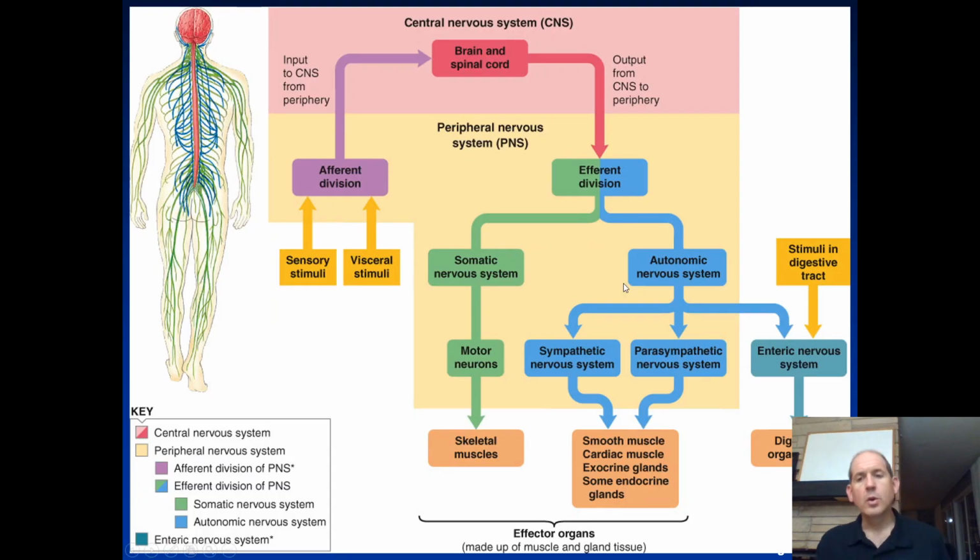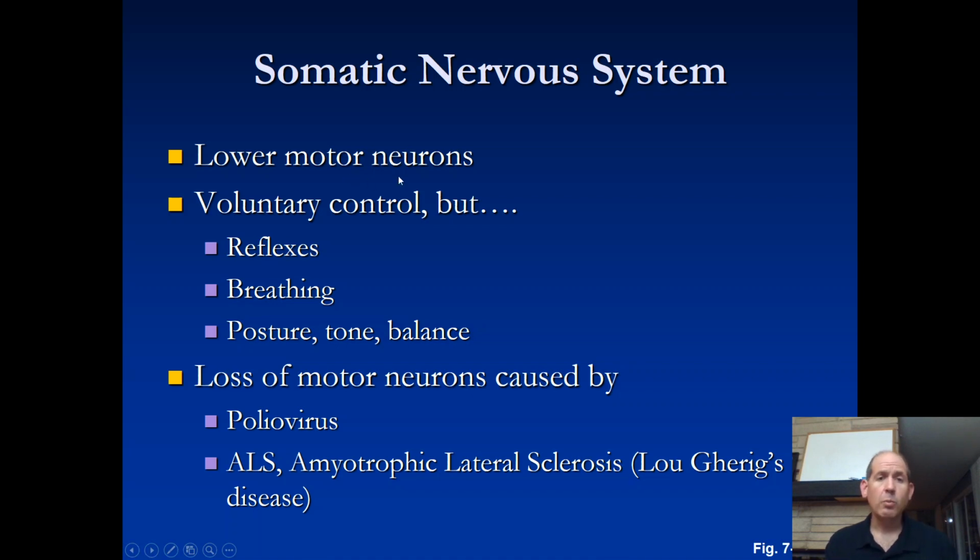Whereas we said the autonomic nervous system is involved especially in involuntary control of smooth muscle, cardiac muscle, and exocrine and endocrine glands, the somatic nervous system is made up of motor neurons which stimulate skeletal muscles, which we can then use voluntarily. So we usually consider these motor neurons lower motor neurons to differentiate them from the motor pathways in the spinal cord, which are sometimes referred to as upper motor neurons.